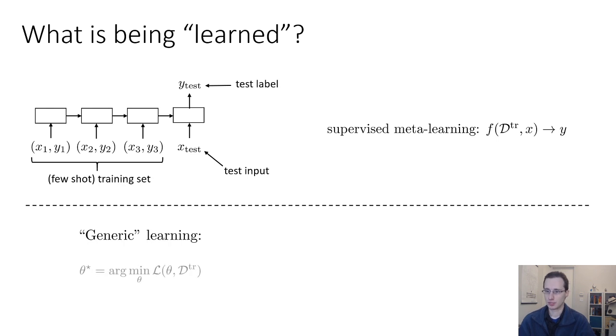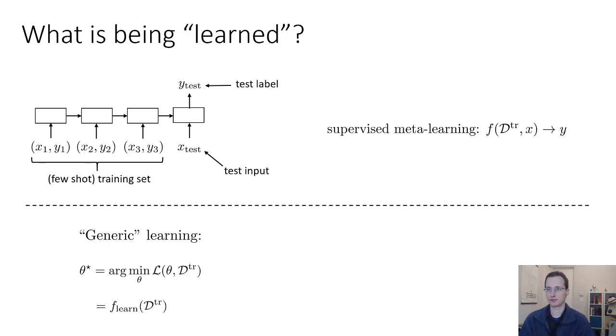Well, here's how we can understand this. Generic learning, the standard learning, not meta-learning, can be viewed as the process of taking some loss function and some training set dtrain and recovering the best model parameters theta star. We'll call it some function, f_learn of dtrain. So f_learn takes in dtrain and it produces theta star.